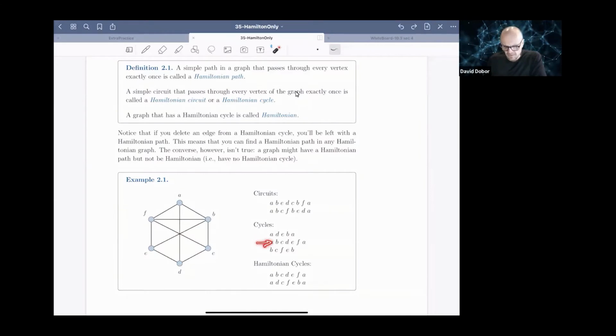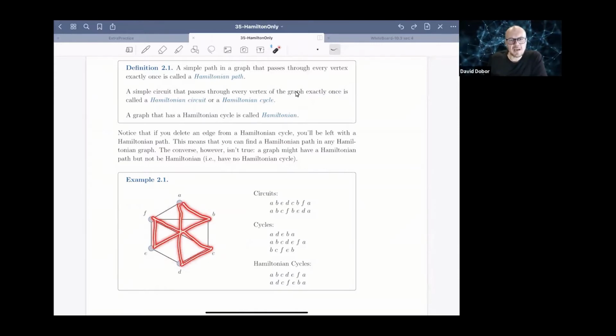Now let's look at this cycle. A, B, C, D, E, F, A. Now that's a Hamiltonian cycle, right? So just reverse the whole thing. Now notice that this is not the only Hamiltonian cycle in this graph. This graph has other Hamiltonian cycles. How about this: A, D, C, F, E, B, A?